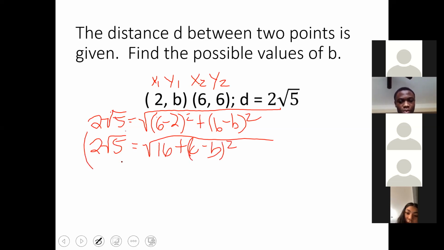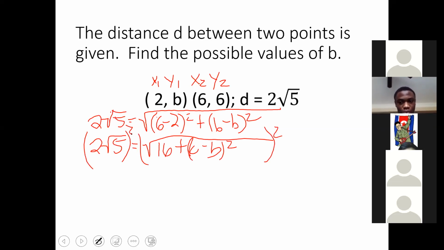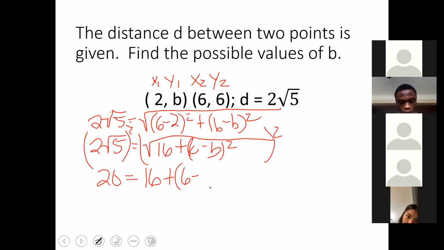We take the square root of both sides. Okay, squared here. Now over here, when you take the square root of 2 times square root of 5, you're actually going to get 5 square root of 5 times square root of 5. That's just 5. And then that's times 4. So 5 times 4 is 20. Does everybody see how I got a 20 there? Let me know if you don't. And this will now just be 16 plus 6 minus b squared.